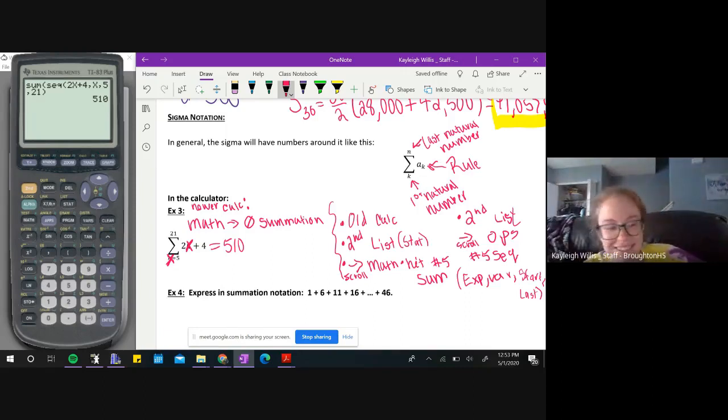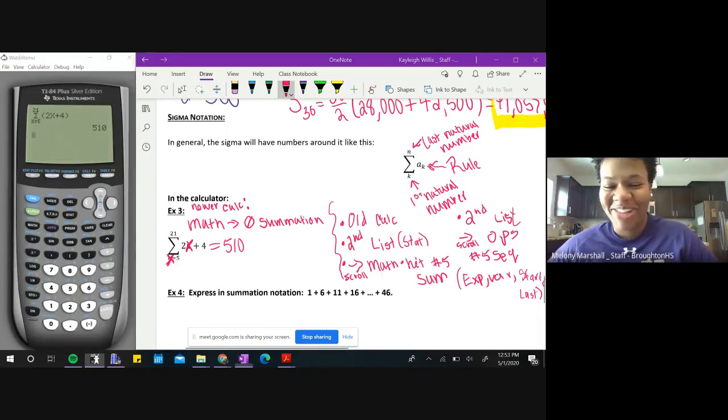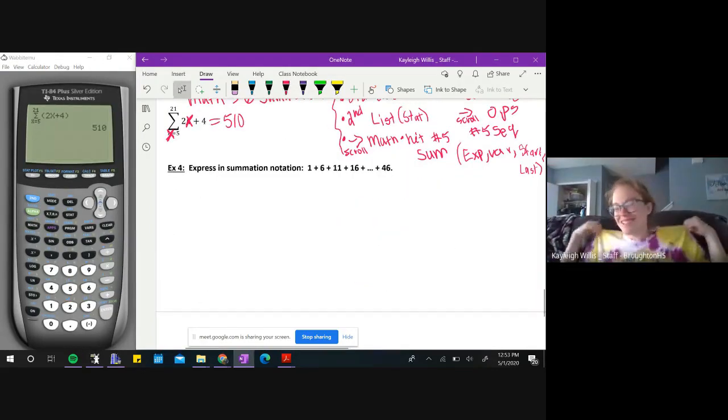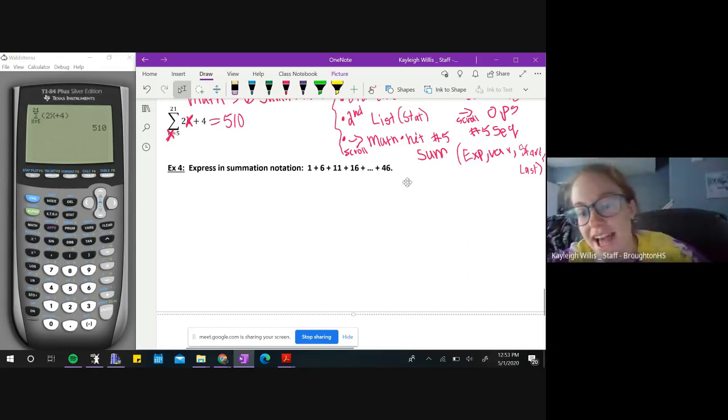Okay, easy, right? I'm not using that calculator anymore. Let's do the faster calculator from now on. This is the last one. Last one. All right, so they've given us, now this is another way they can write sums. So they say dot, dot, dot, add to 46.